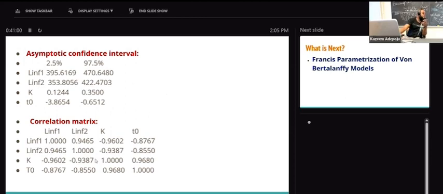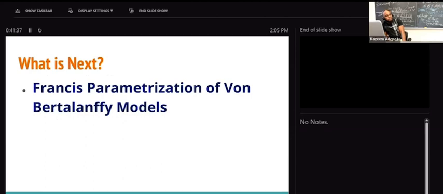But let me tell you the problem that we have. The problem with the growth model, the problem of independence. If you take a look at the correlation matrix now, you're actually going to see that the relationship between two different parameters is very, very huge. This is not unexpected because we're working with time series data. Assumptions of independence will be violated.